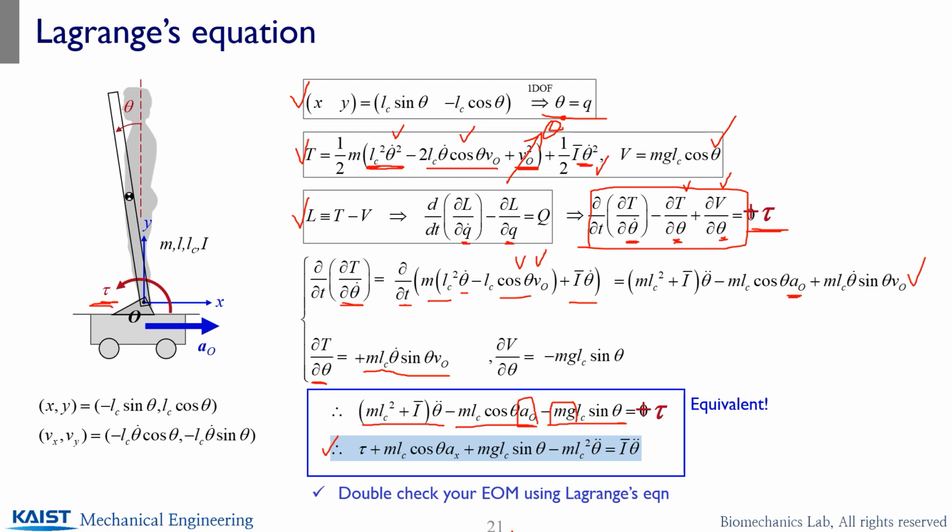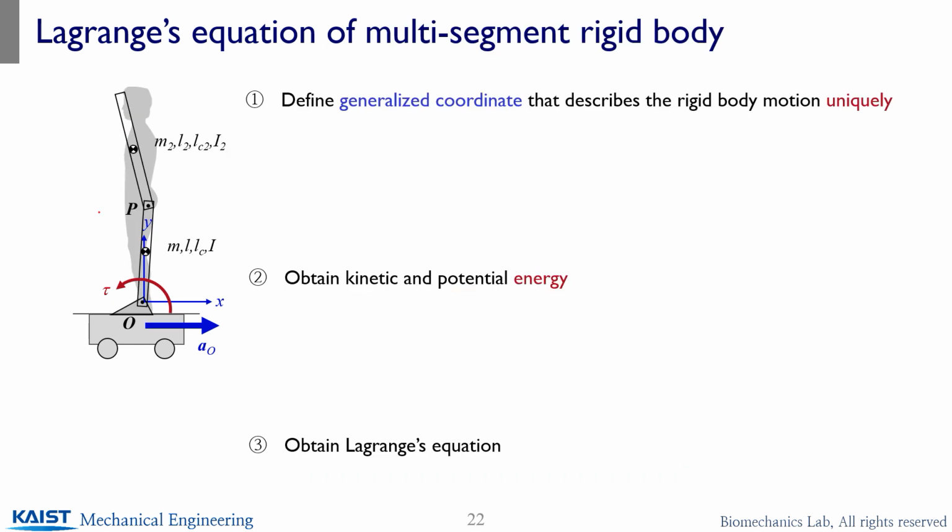So either way, you can apply to obtain the equations of motion, but personally, I would strongly recommend you to work with Newton's law, draw the free body diagram, obtain the equations of motion for each segment and combine them, and check whether your answer is correct using Lagrange's method. Okay, so double check your answer using Lagrange's method. Okay, so you can also apply Lagrange's method.